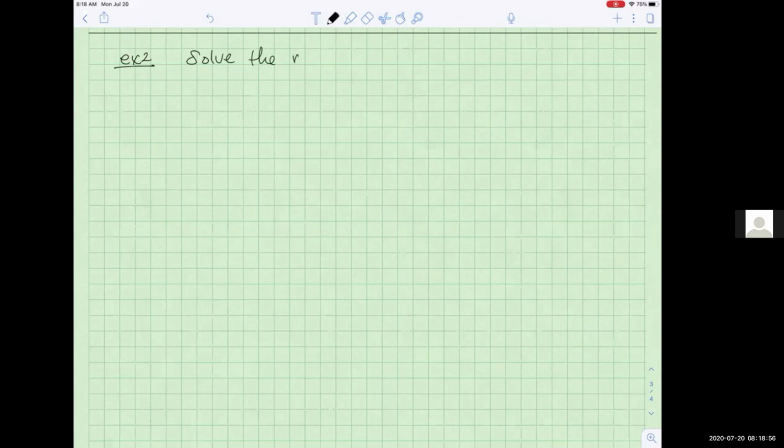Solve the nonlinear system. This one looks really similar. x squared plus y squared is equal to 16. And this time it is y squared over 9 minus x squared over 16 is equal to 1.